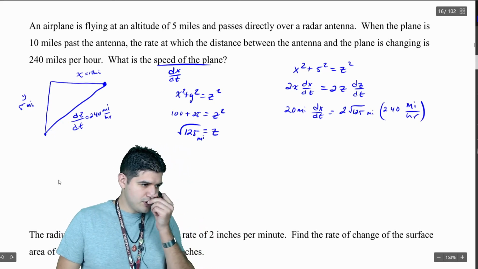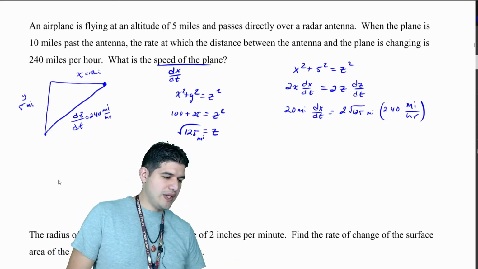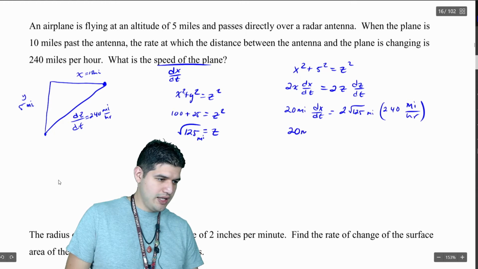All right, so I'm going to simplify the right side of the equation first so we can isolate dx/dt here in a second.